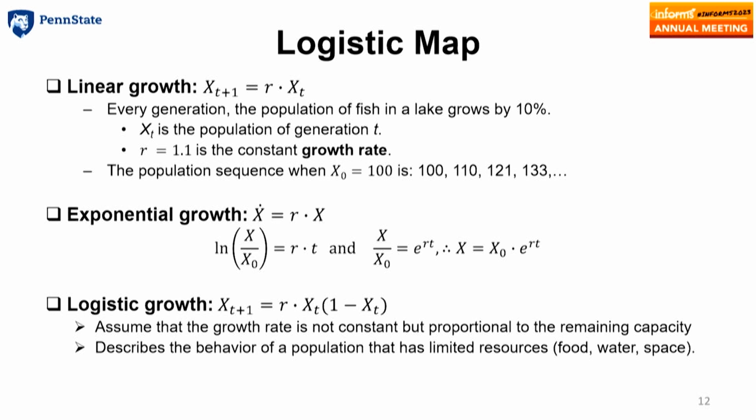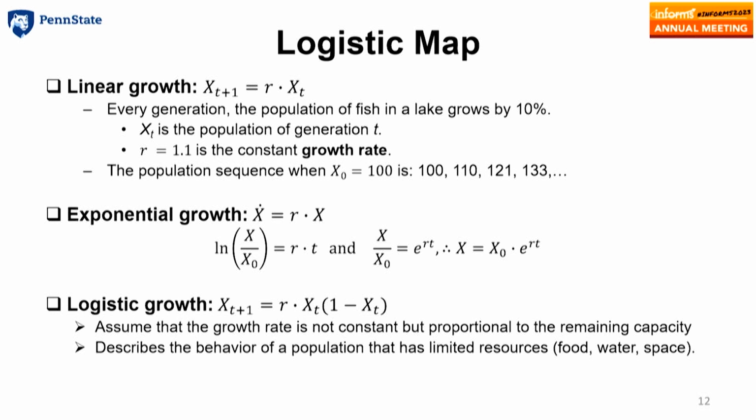And we can also see exponential growth, and this is also linear, we can analytically solve it. But now let's have a look at a nonlinear relationship, that is the logistic growth. So the logistic map, I have to emphasize, is different from logistic regression that is commonly used in data mining. So the logistic map is a one-dimensional nonlinear system for logistic growth. As we can see, we no longer assume a constant growth rate, but the growth rate is proportional to the remaining capacity, so that's r(1 - x_t), which describes the behavior of a population that has limited resources like food, water, or space.